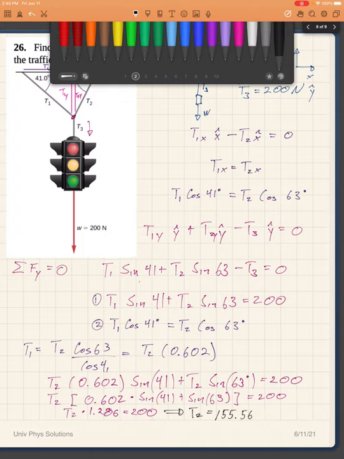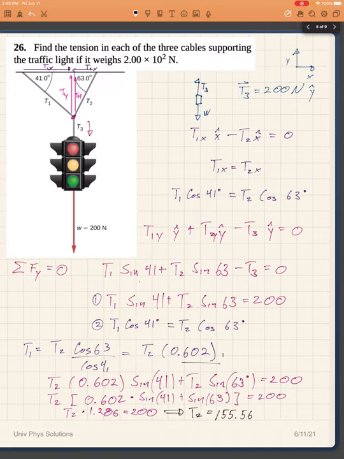And using this relationship again, I can find T1. Because T1 is going to be T2 times 0.602, which is 93.65. Okay, and that is problem 26.